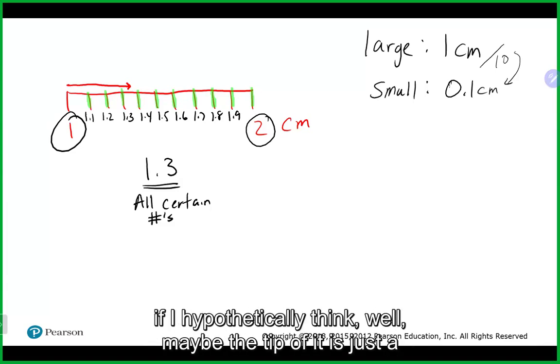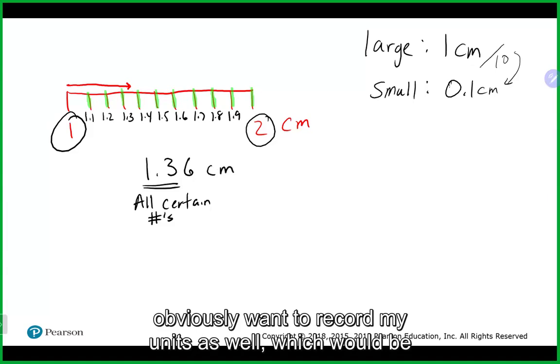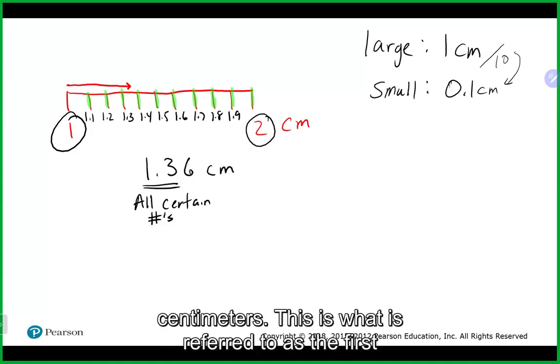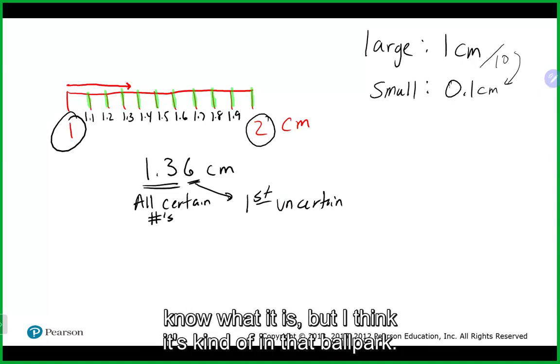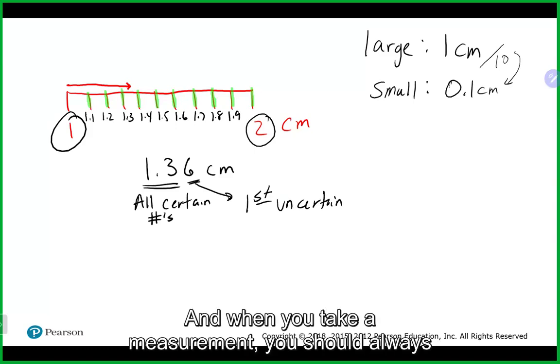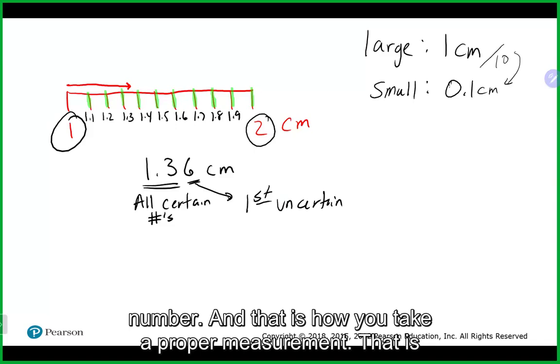So for example, if I hypothetically think, well, maybe the tip of it is just a hair past the half mark there. Maybe it's a 6. And I would obviously want to record my units as well, which would be centimeters. This is what is referred to as the first uncertain number. That is where I'm not really sure exactly what it is, but I think it's kind of in that ballpark. And when you take a measurement, you should always record all the certain numbers plus the very first uncertain number. And that is how you take a proper measurement.